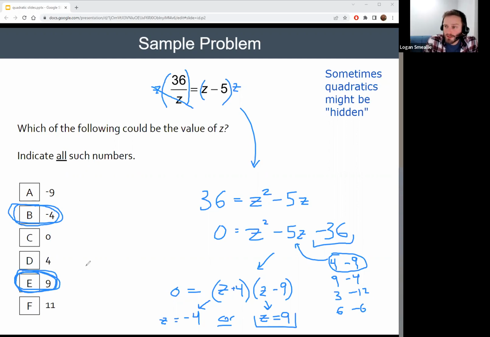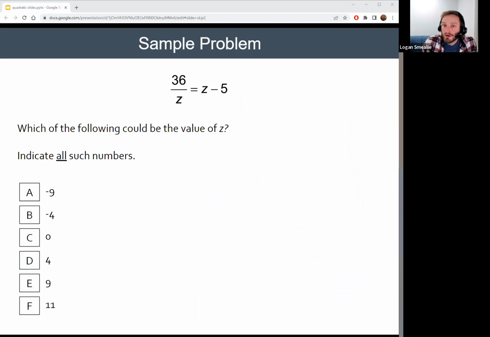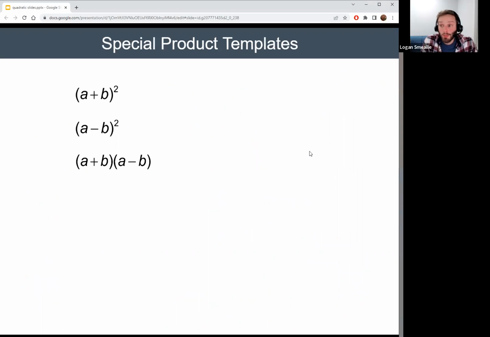This is one way they could ask you about quadratics. This way would be one of the more straightforward ways. And what we'll take a look at in the next 30 minutes, the second half, is just some of the twists that they put on it. Any questions so far? If you have any, drop them in the chat, and I'll come back to this. As it is, I will move us on and talk about special products.